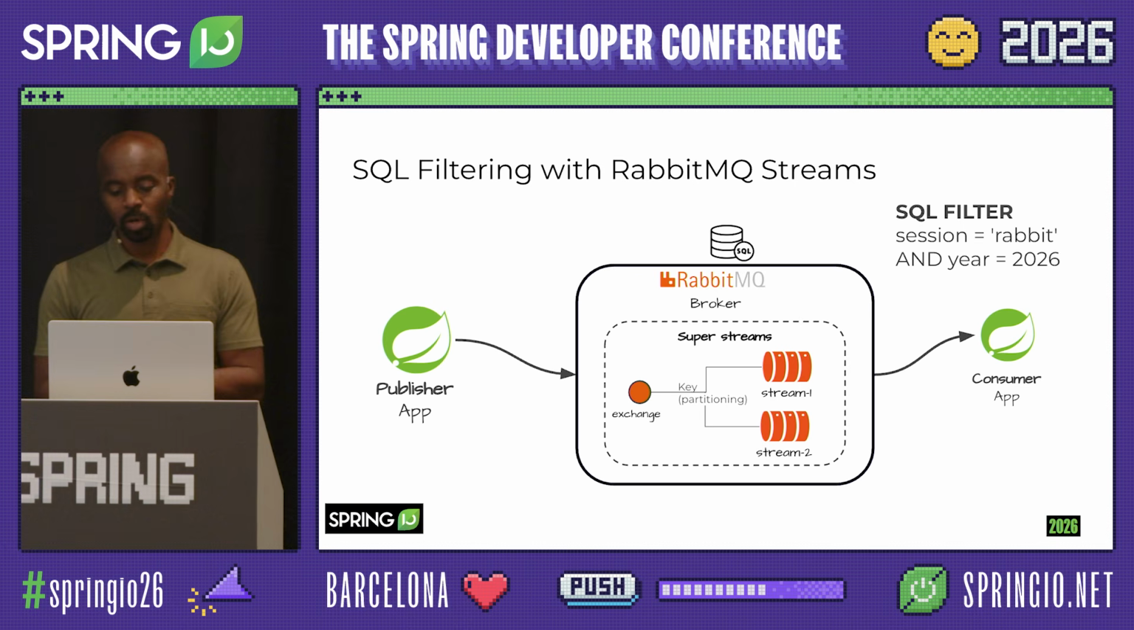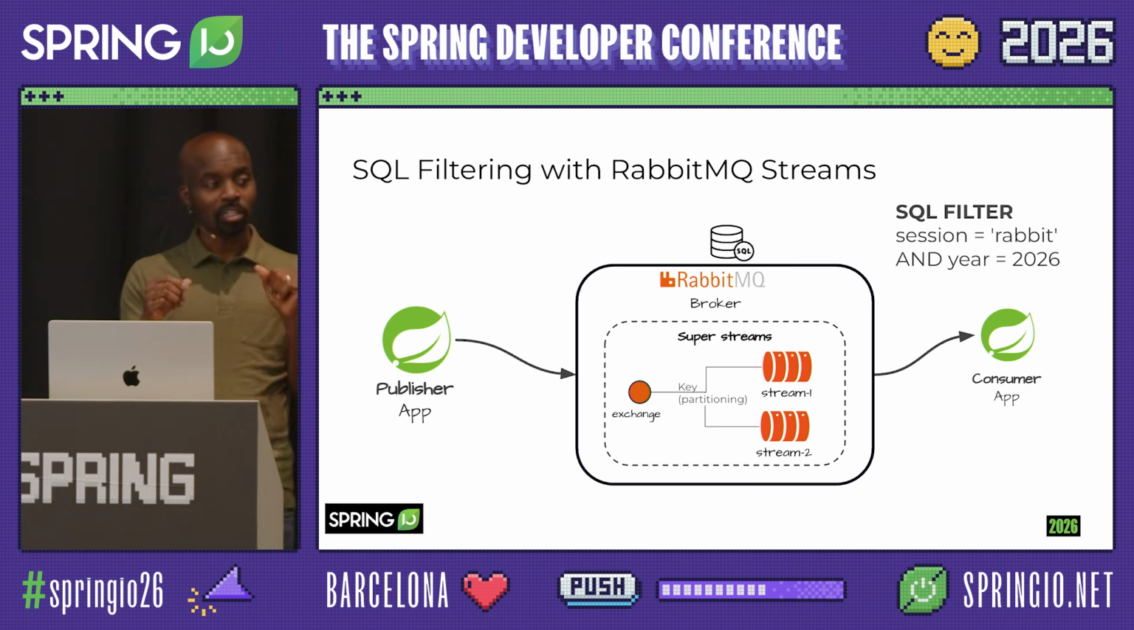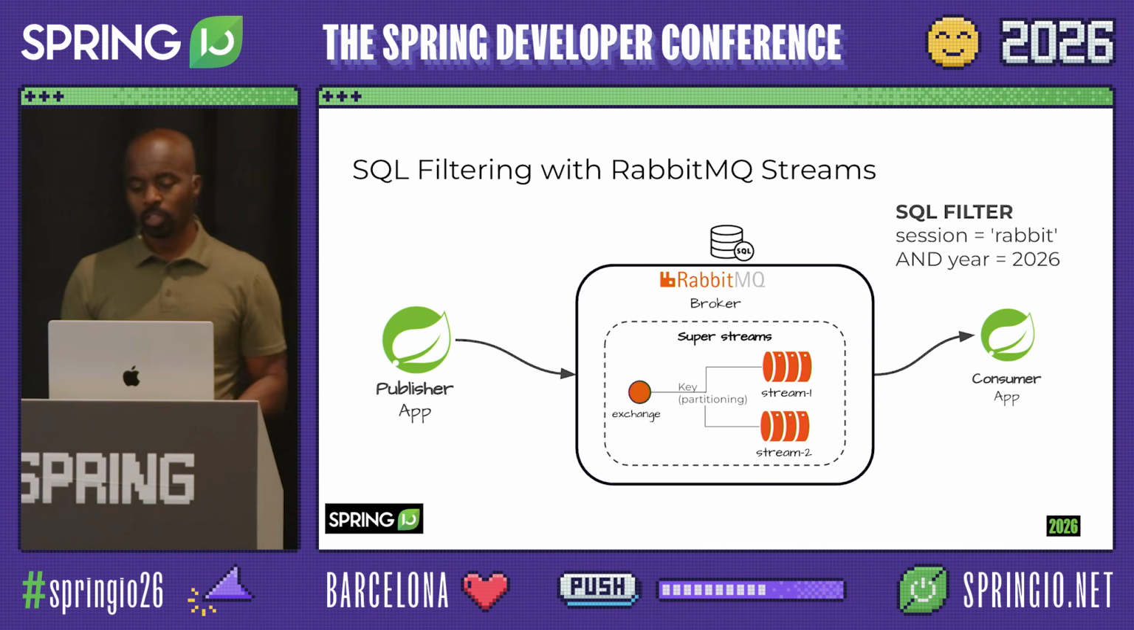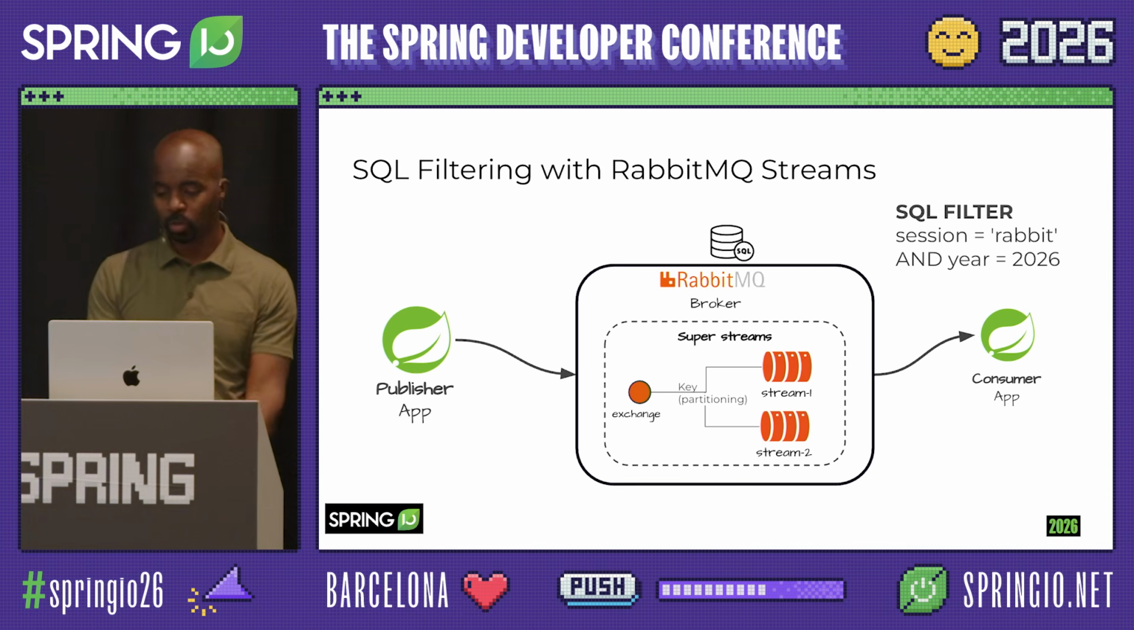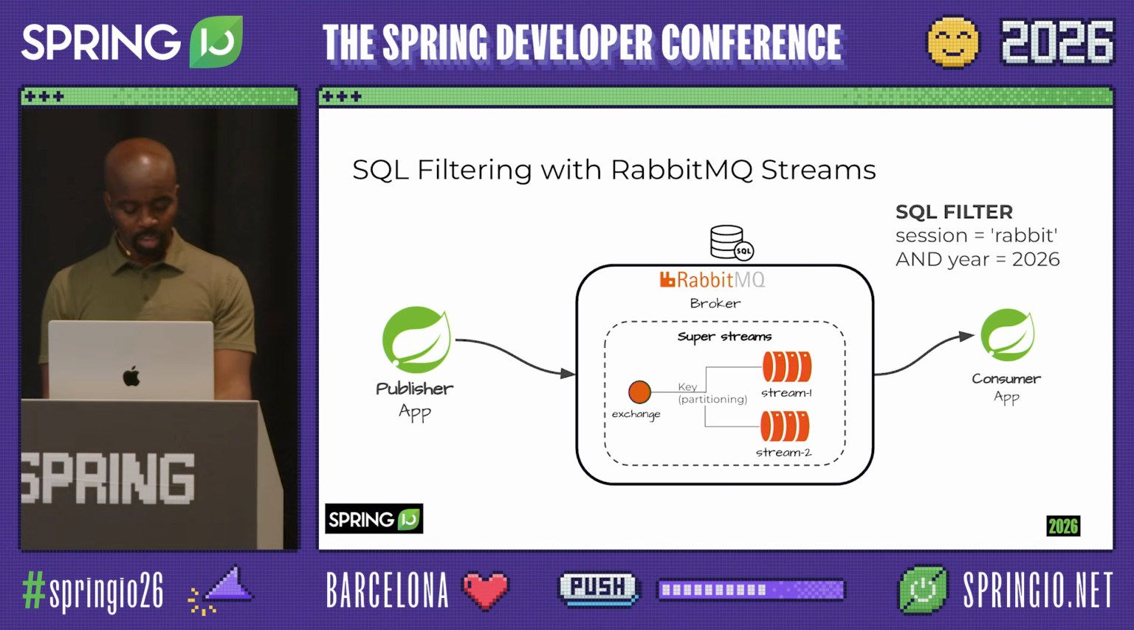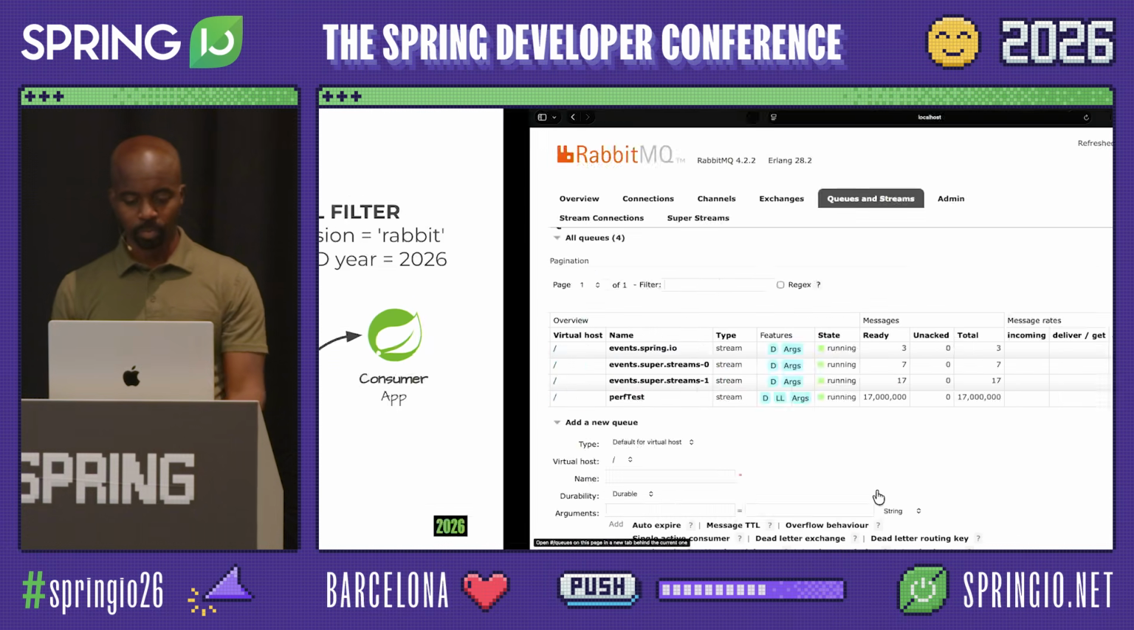So in this case, I can do a SQL filter against an individual stream or multiple streams, right? So again, this is an example of the SQL filter. It's basically the where clause of a SQL statement. So let's look at the code.